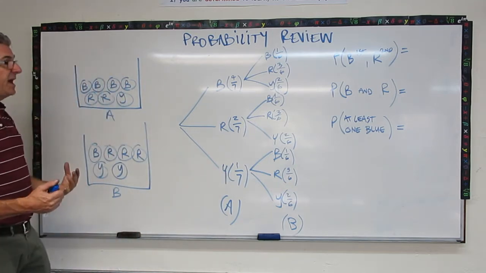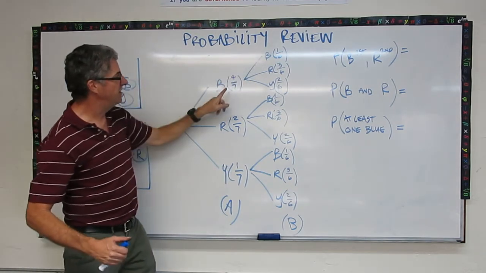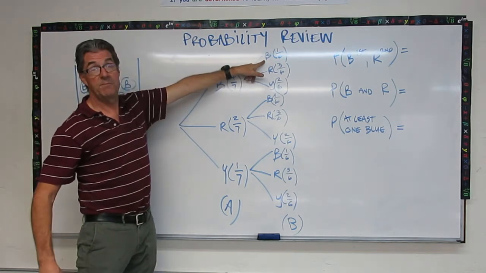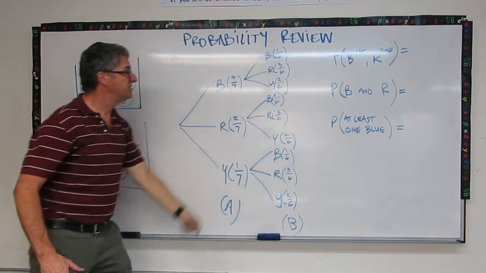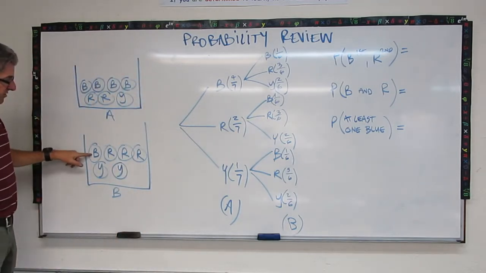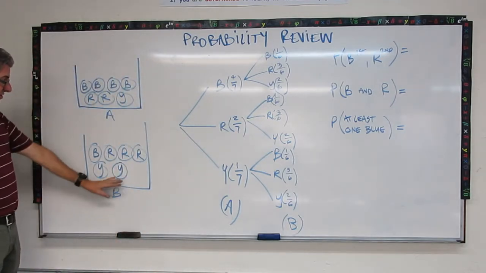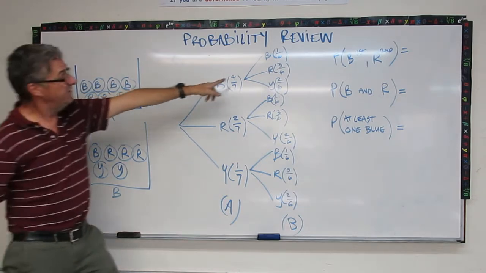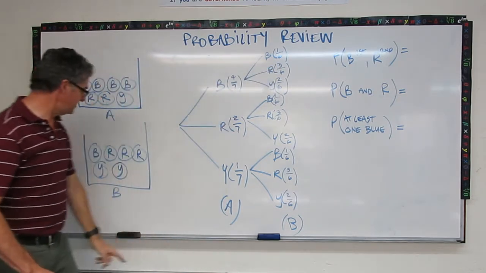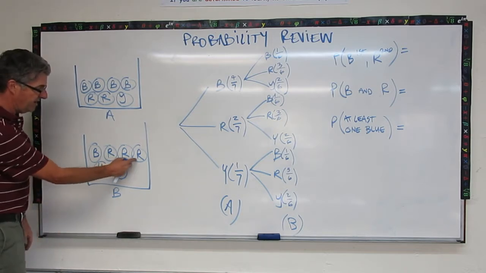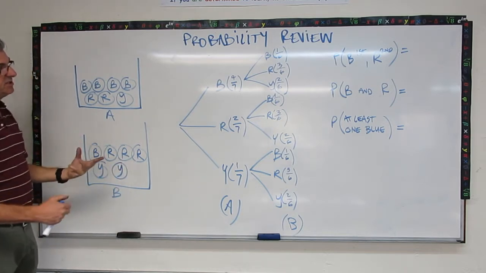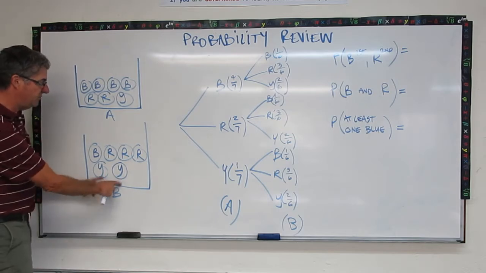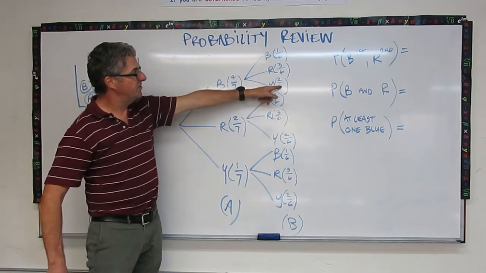So let's take a look at bag B on the first branch, on the blue from A branch. What's the chance of getting a blue from bag B? I wrote 1/6, let's check this out. Yeah, there's only 1 blue marble, and there's 6 total in bag B, so that's 1/6. Red from bag B, I wrote 3/6, and indeed, 3 reds out of 6 marbles, so that's 3/6. And then finally, yellow in bag B, I have 2 yellows out of 6, so I wrote 2/6.